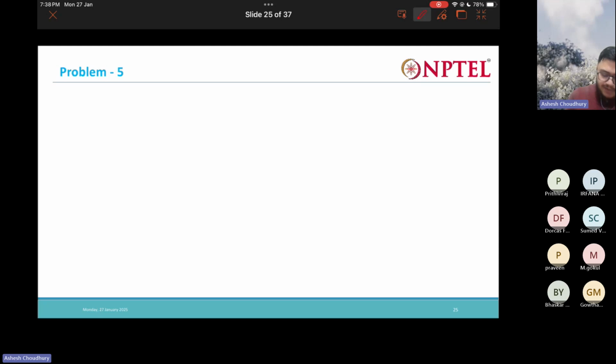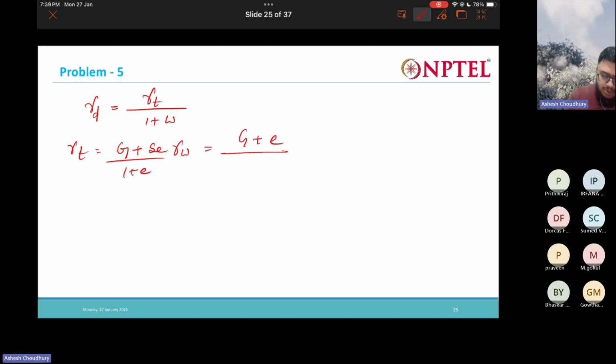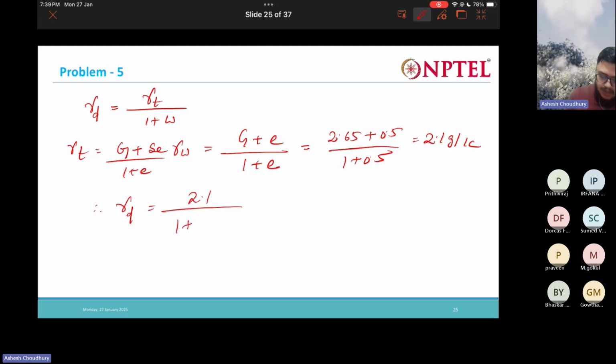So again we will use the relation that we used before. Gamma d is equal to gamma t by 1 plus w. So gamma t is (G plus Se) by (1 plus e) times gamma w. I can take gamma w as 1 gram per cc. So (2.65 plus 0.5) by 1.5 is equal to 2.1 gram per cc. Therefore gamma d is 2.1 by 1 plus 0.1886, equal to 1.76 gram per cc.